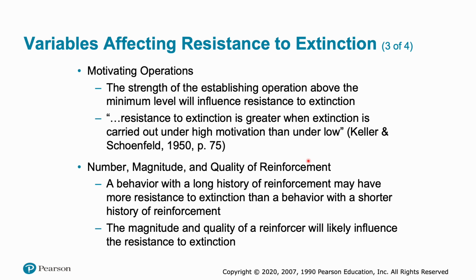So you're more likely to see the behavior be extinguished much sooner with the person that has a shorter history of reinforcement. And then next, which I briefly mentioned, the magnitude and the quality of a reinforcer will likely influence the resistance to extinction. If you have a very high quality reinforcer for a particular behavior, it is much harder to extinguish the behavior. And if it's a moderate reinforcer, not such a high quality reinforcer, then the behavior can be placed on extinction much sooner. Or will be extinguished, not placed on extinction, will be extinguished much sooner.